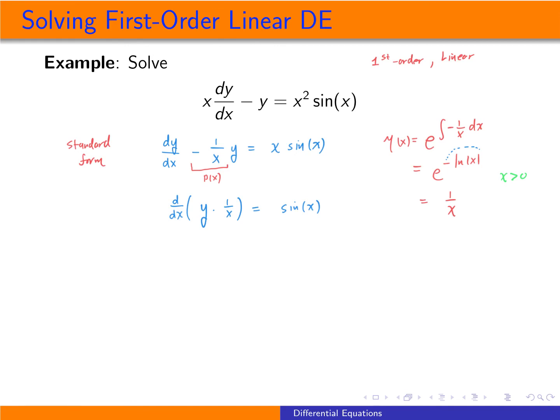Now to get to our solution y, we need to integrate both sides. So on the left-hand side, the derivative goes away, and on the right-hand side, we have the antiderivative of sine. So y times 1 over x is equal to minus cosine x plus c. And note, this is a perfectly good implicit solution, but with this method of solving a first-order linear equation, we can always do one additional step to isolate the y on the left and have a nice explicit solution.